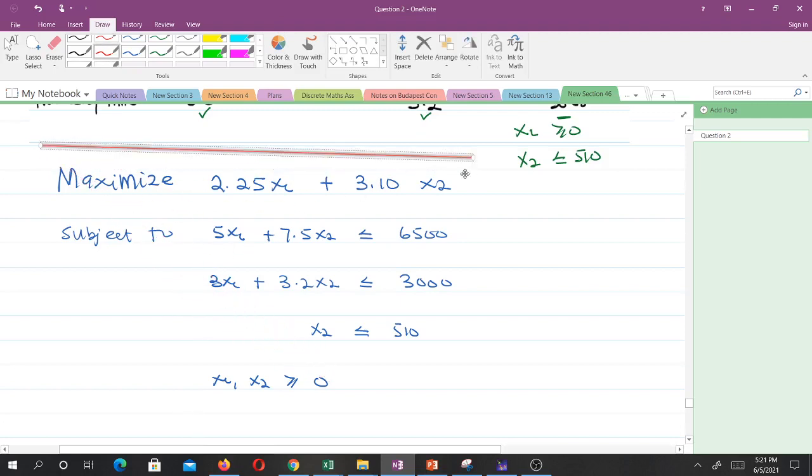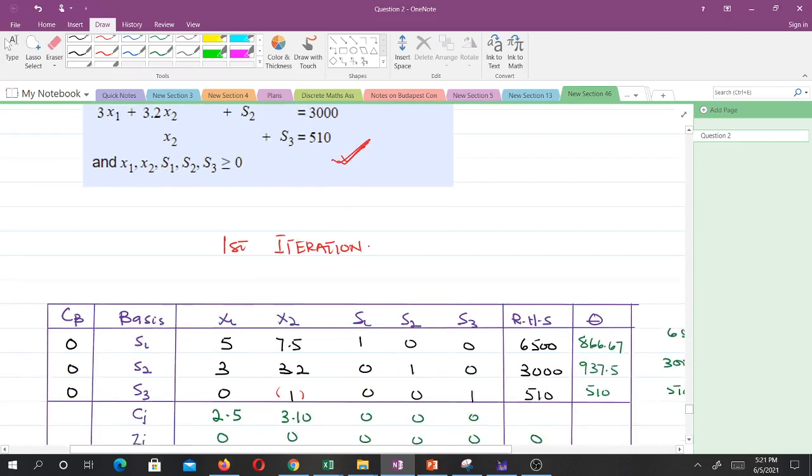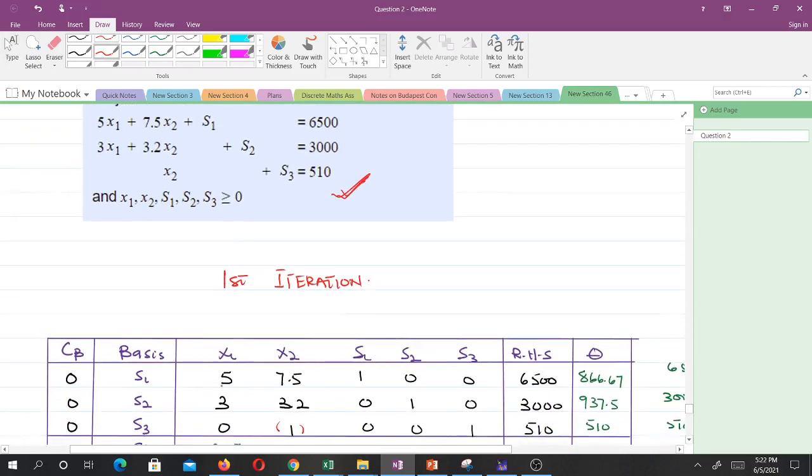So this will be the LP model we can formulate from the question. So we are maximizing 2.25x1 plus 3.10x2 subject to 5x1 plus 7.5x2 less than or equal to 6,500, and the rest, okay. And there's the non-negativity constraint. So before we can use the simplex algorithm to solve this, we have to write it in standard form. So writing it in standard form gives us what we can see here. Right? And I hope by now you all know how to write it in standard form when you have an LP model. So for the first iteration, we are going to get, so you know, we just have to write 5 here, 7.5 here.